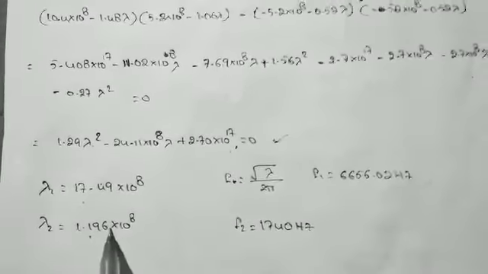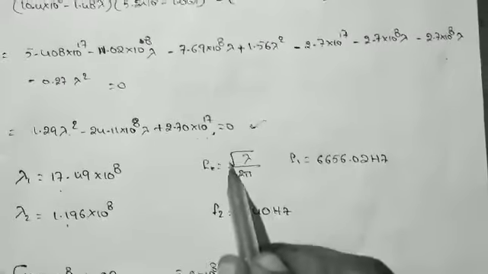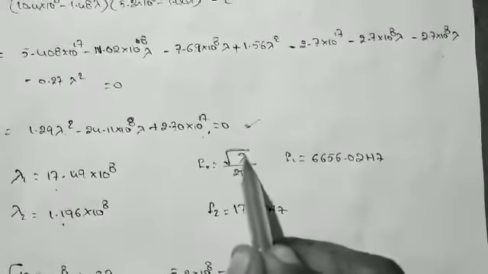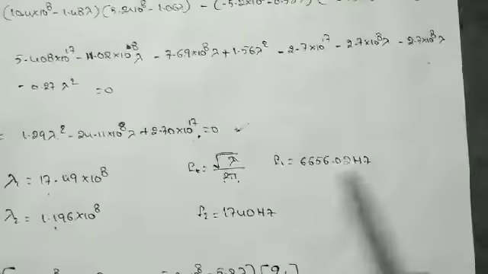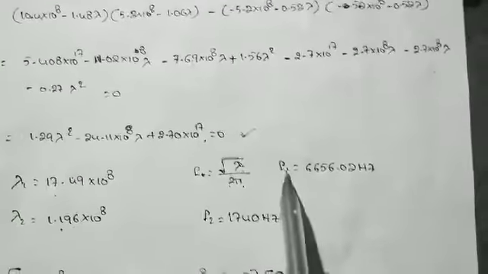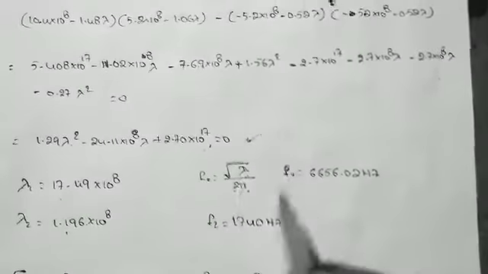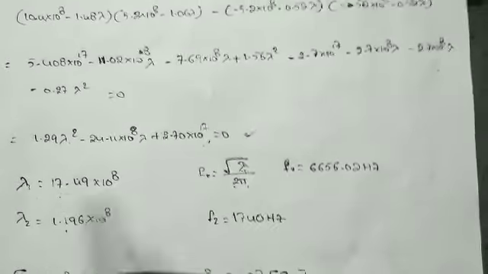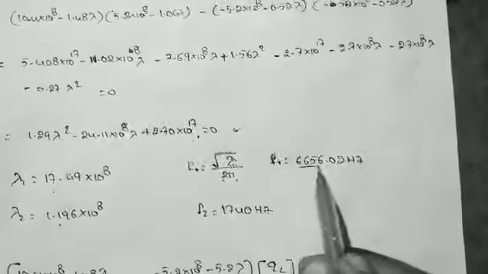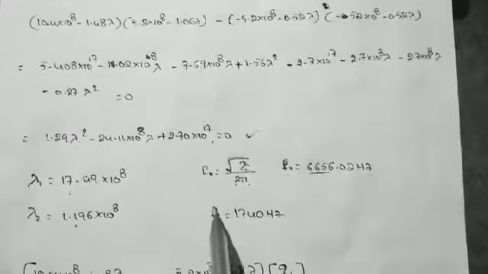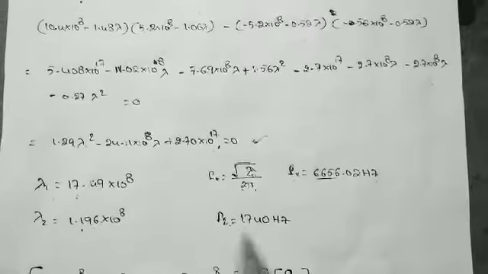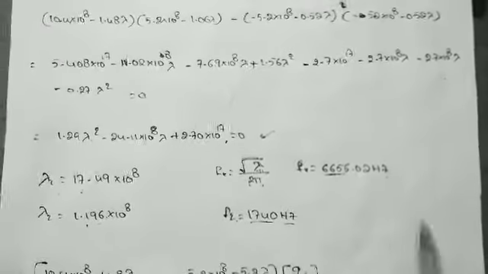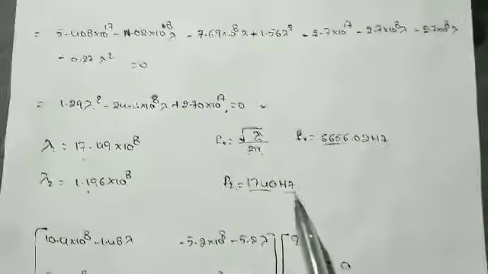To find the frequency, the formula is the root of lambda divided by 2 pi. To find frequency 1, the lambda is replaced with the lambda 1 value, and you will get 6656.02 Hz. Similarly, for element number 2, you will get 1740 Hz. Up to now, the eigenvalues are completed.